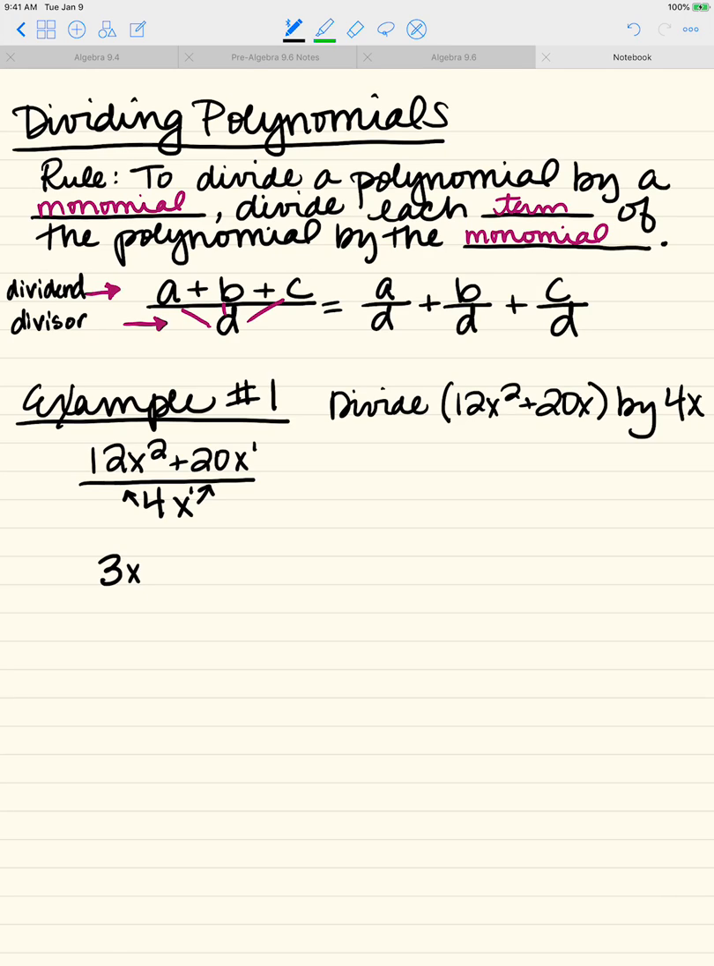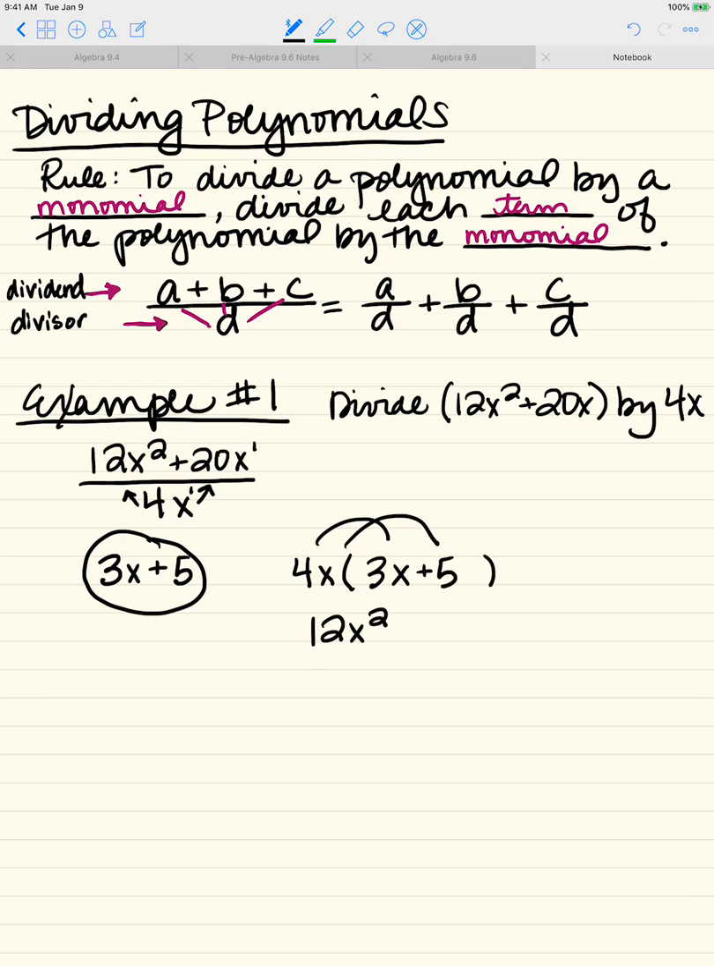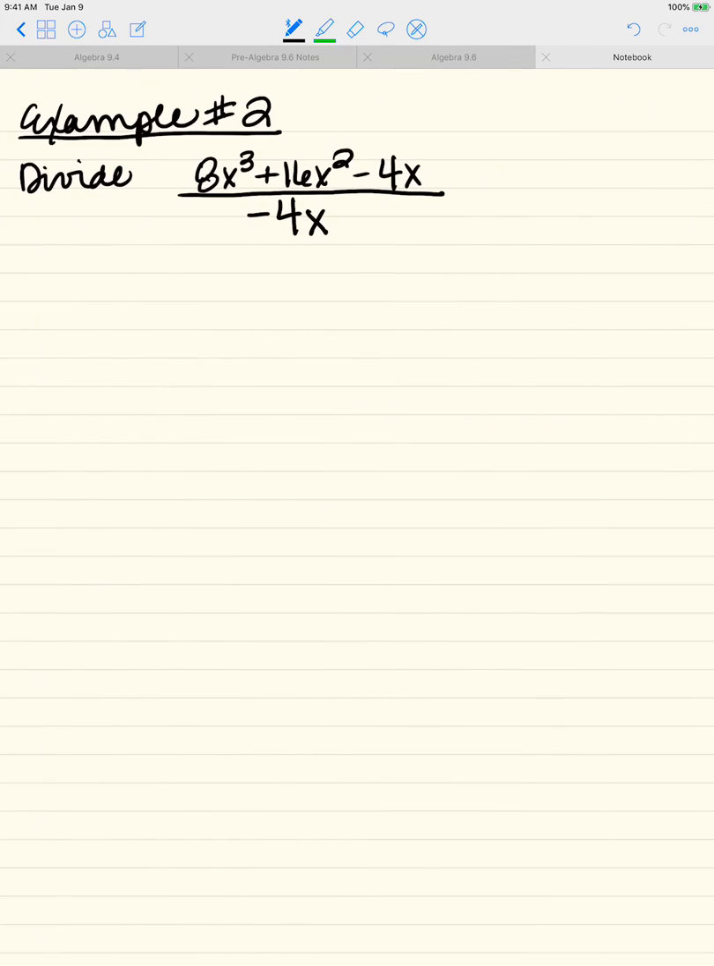Now divide 20x by 4x. So 20 divided by 4 is 5. X divided by x is 1. We're done. You can do a quick check on this simply by taking your divisor, 4x, and multiplying by your quotient, or your answer. Okay, distributive property, 4x times 3x is 12x squared. 4x times 5 is 20x. We arrived back at our dividend. We know we did it correctly.